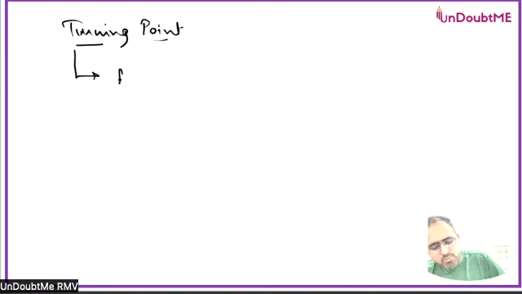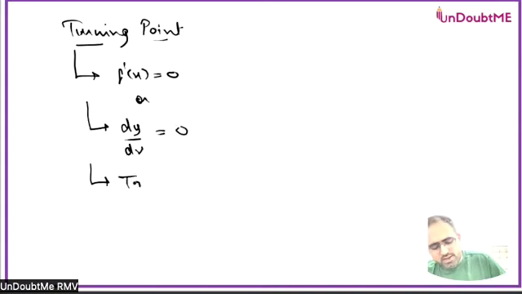So to get a turning point, first you need to understand what turning points are. Turning points are the ones where f dash x is equal to 0, or dy by dx is equal to 0, or there is one more interpretation: the tangent is parallel to the x-axis.